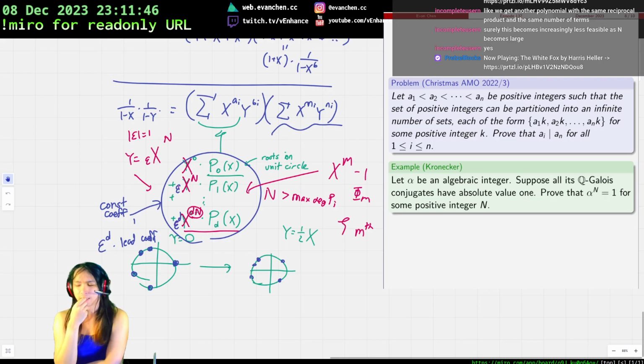And so there's a polynomial of degree little d times capital N plus degree of P_D, and it needs to split as the product of lots of cyclotomics.